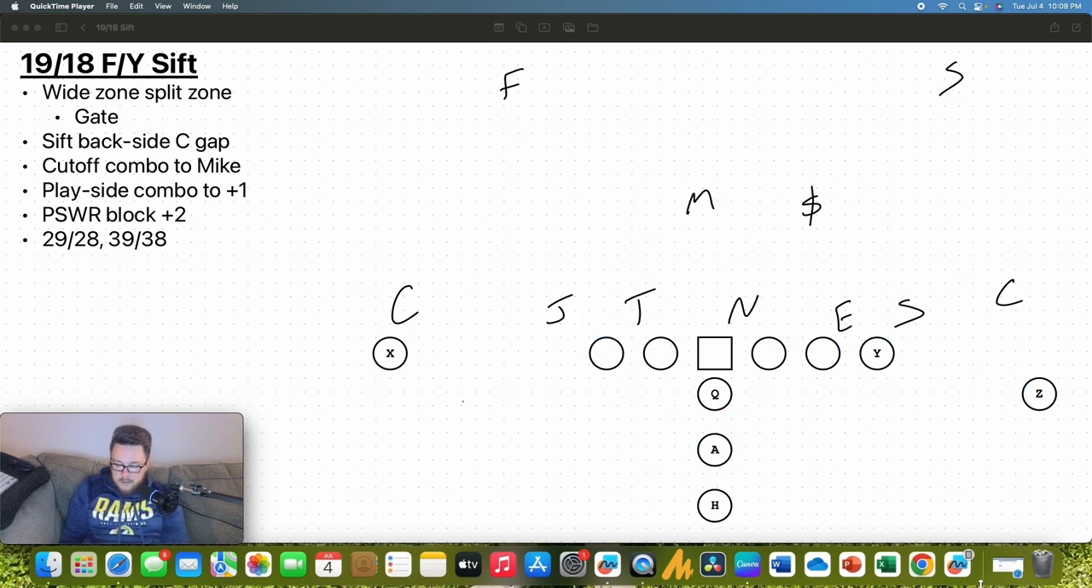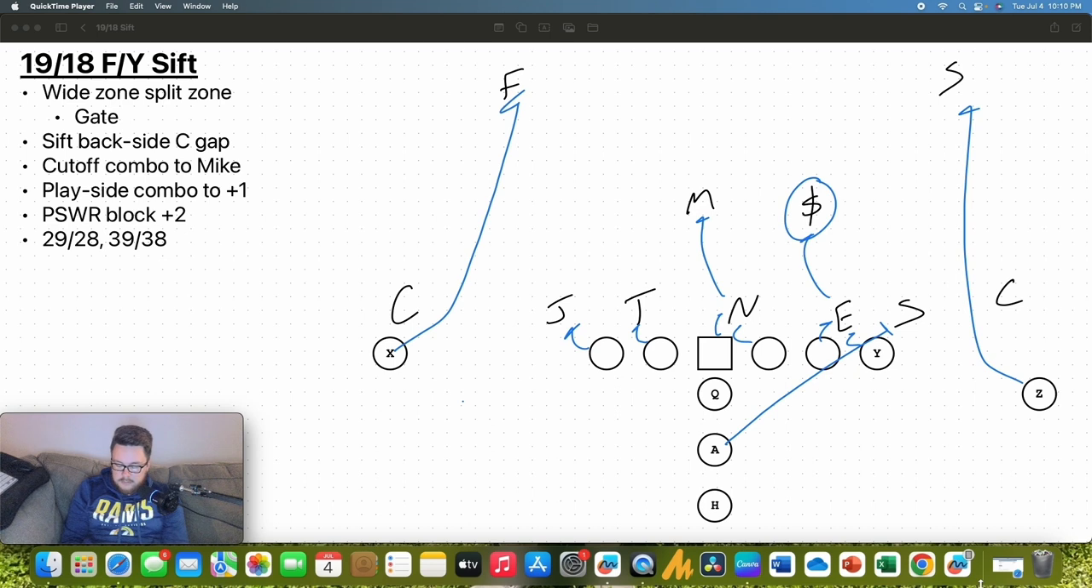All right, under front here, working 19 F sift. We have our mic because we're running 19 here. We would have two solo blocks on the front side, A combo to the plus one, C combo to the mic, and then F sift on the backside end. Receivers here, same rules, scooping out those safeties.